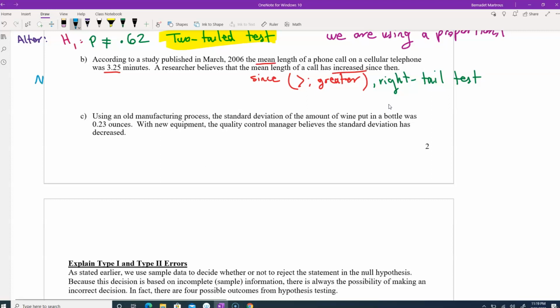Now in this part we have null, alternative, H0, H1. Here we have mean. So for the first one we have equal to 3.25. And here we have greater. So the mean is greater than 3.25.